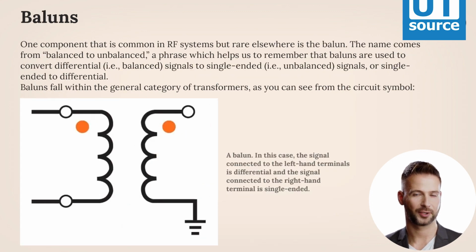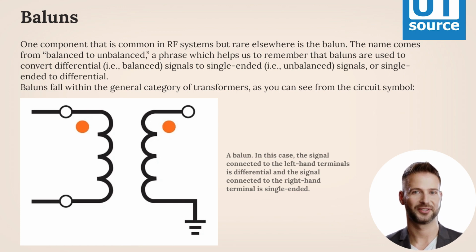Baluns. One component that is common in RF systems, but rare elsewhere, is the balun. The name comes from balanced to unbalanced, a phrase which helps us to remember that baluns are used to convert differential signals to single-ended signals, or single-ended to differential. Baluns fall within the general category of transformers, as you can see from the circuit symbol.